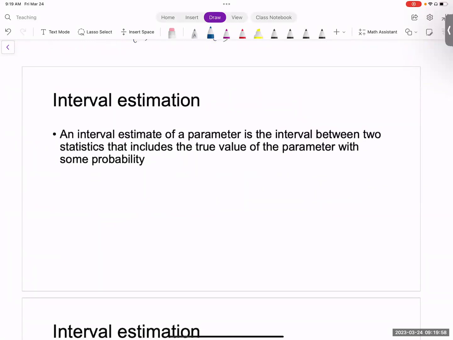Interval estimation, again, you have done this before. The idea of interval estimation is that if mu is the population parameter that we are trying to estimate, we say that the population parameter lies between an upper limit and a lower limit. And then the probability that mu lies in this interval is equal to 1 minus alpha, where alpha is your significance level, right?